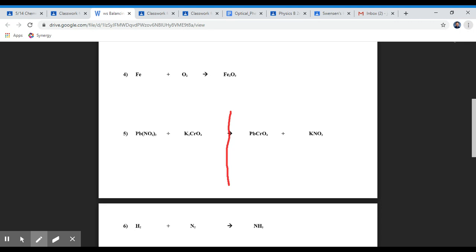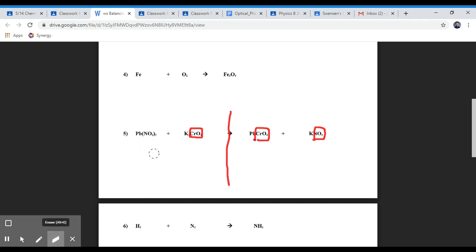So one thing with these longer equations is you're going to notice that sometimes there are common elements clumped together. So for instance, we have this NO3 here, and on this side we also have NO3. We also have CrO4, and on this side we have CrO4. Those are called polyatomic ions.